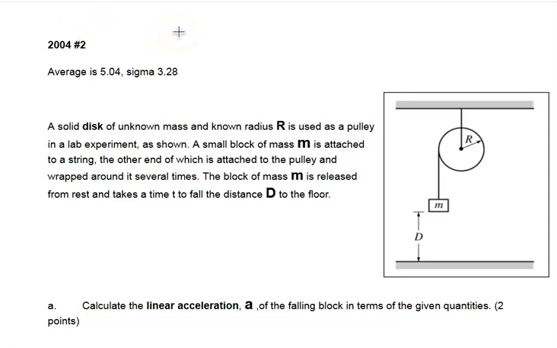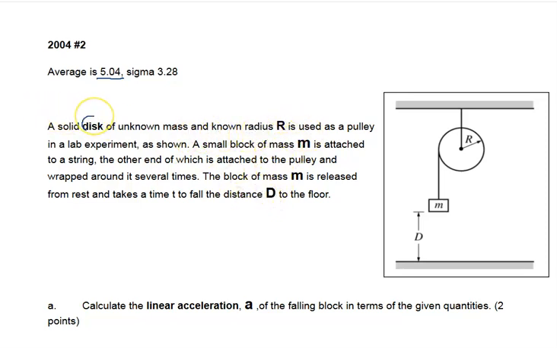Okay, these are the answers to 2004, number 2. The average is a 5, so on the medium side. Okay, you have a solid disk of unknown mass and known radius r, blah, blah, blah.